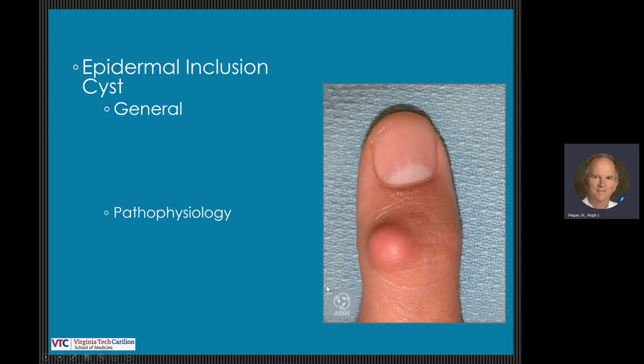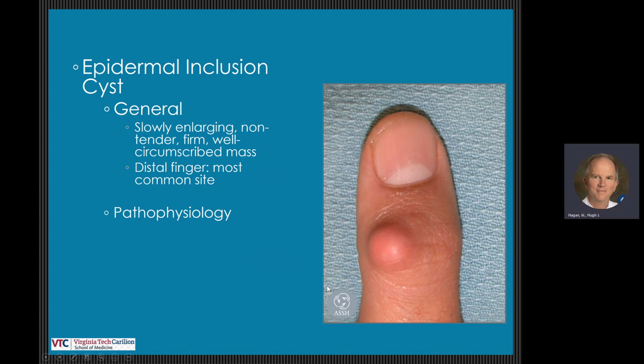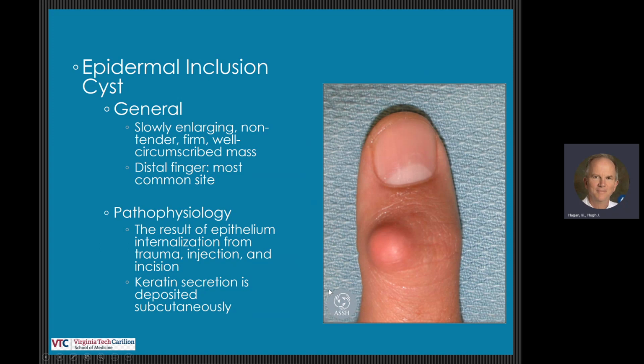Epidermal inclusion cysts can present anywhere. They are slowly enlarging, tend to be well circumscribed, and are common in the distal finger. They are generally the result of some epithelial internalization. Usually there's a penetrating injury of some sort, a splinter wound, a laceration that was untidy, and a bit of growing skin is implanted deep and then healed over. Keratin secretion is deposited subcutaneously.